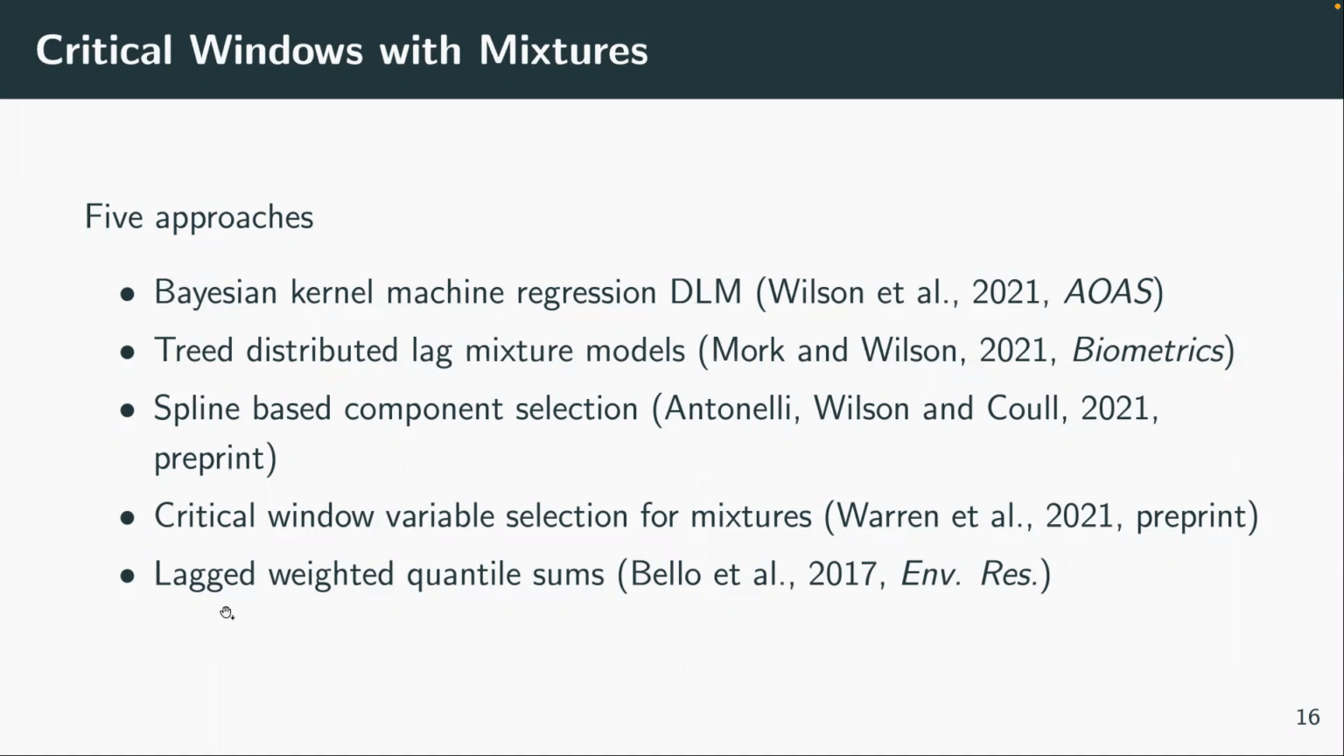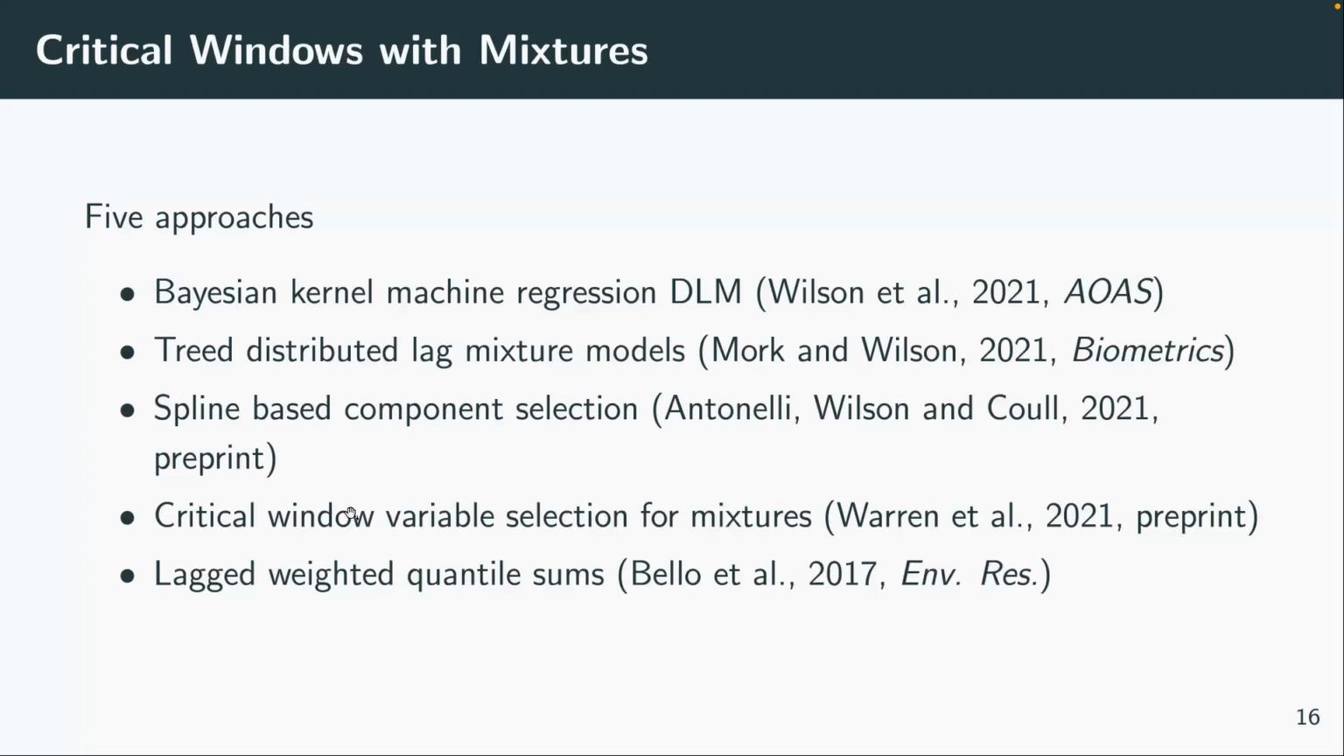I should say these models are arranged from most flexible to least flexible. The next one is the tree distributed lag mixture model, which I'll talk about today. There's a related model by Joey Antonelli at Florida, which uses a spline-based model with component selection that really focuses on how to choose your priors to avoid false positives, avoid including a component that shouldn't be included in our mixture.